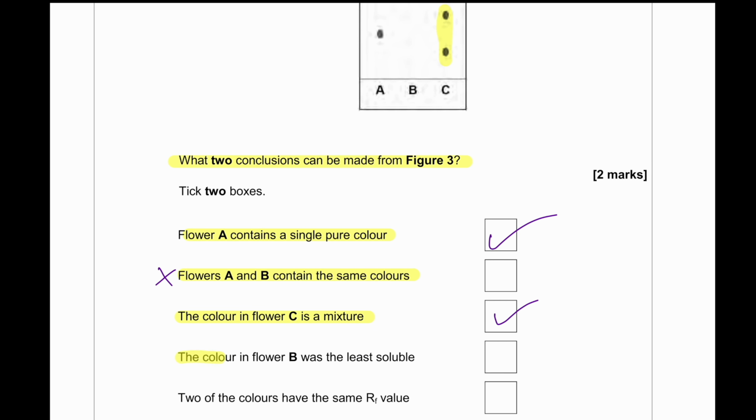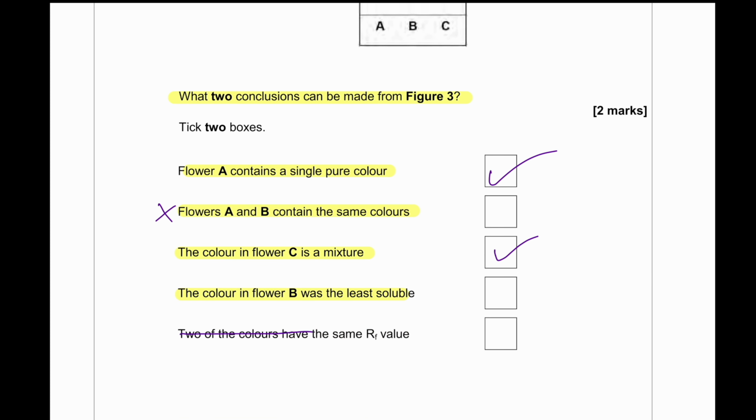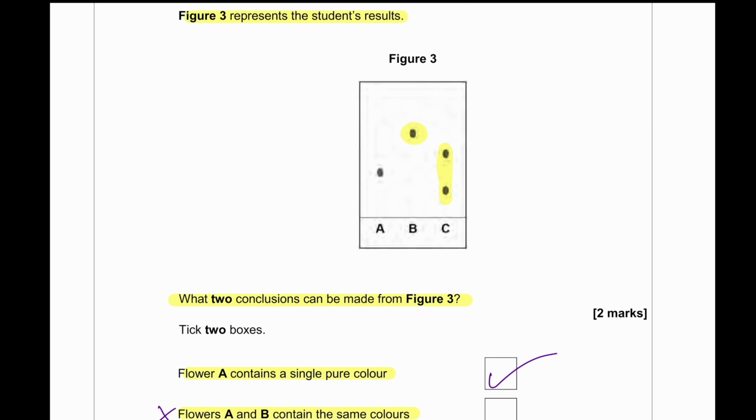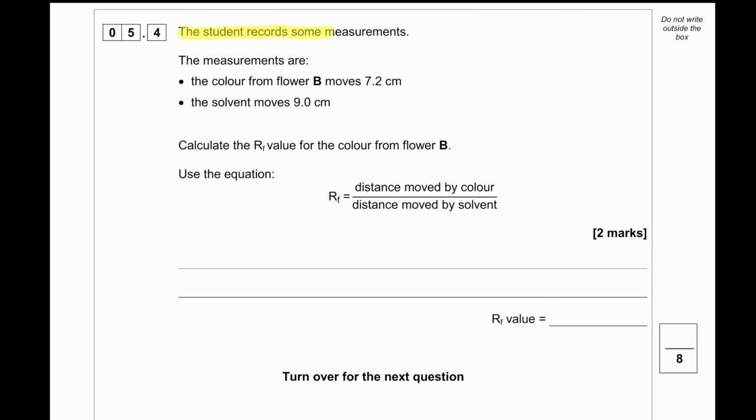Let's see the other points. The color in flower B was the least soluble. Now, actually, we can see it is the most soluble because it traveled the furthest. Two of the colors have the same Rf value. To have the same Rf value, the color must appear in the same horizontal line. So since there is no color that is in the same horizontal line, none of them have the same Rf value. The student records some experiment.